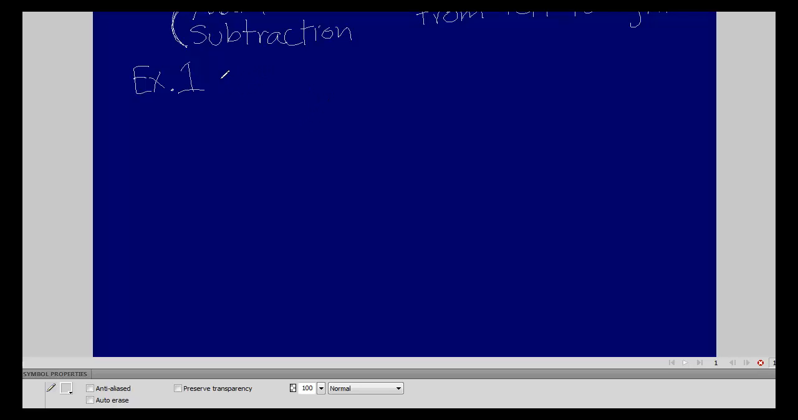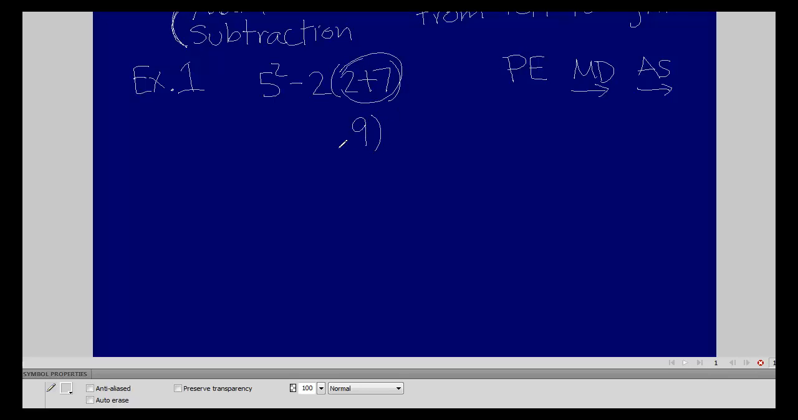So let's start out with this one that says 5 squared minus 2 times the quantity 2 plus 7. So I'm going to write out my PEMDAS over here. I'm going to put little arrows to remind myself that with each one of these, I need to move from left to right. So let's go ahead and get started. We look and we say, okay, let's look at our parentheses first. So we see that we have 2 plus 7, which is 9. So we're going to add those together and then drop everything else down.